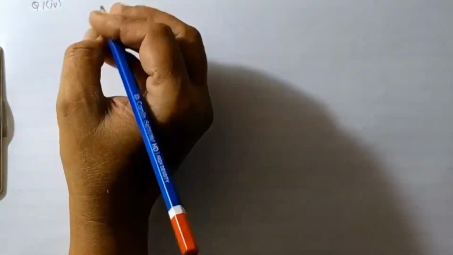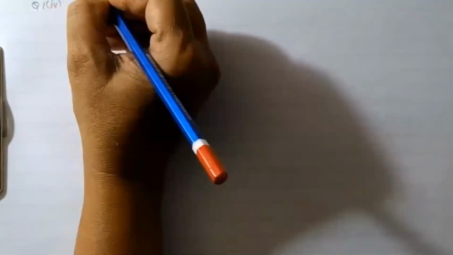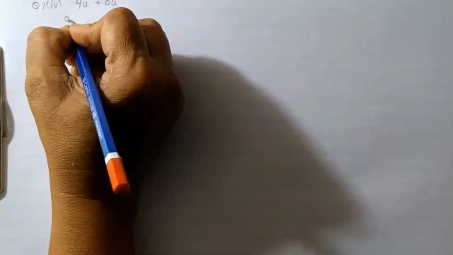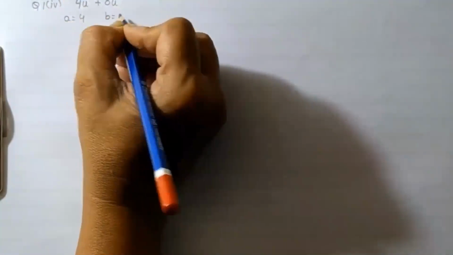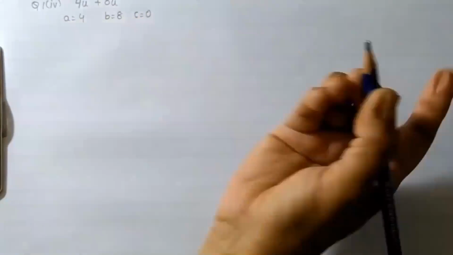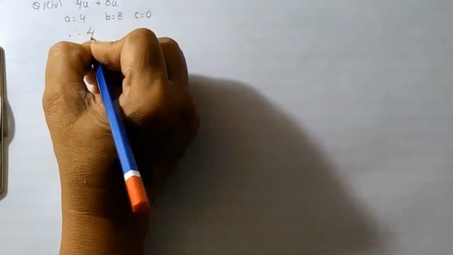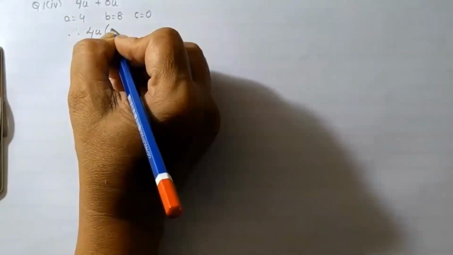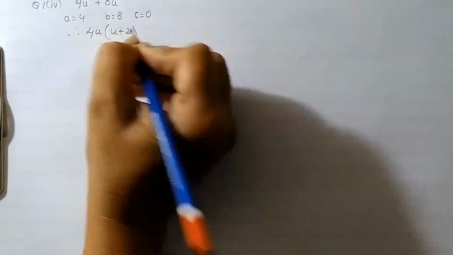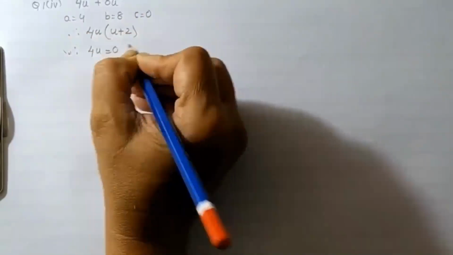Now let's take the fourth sum. The fourth sum is slightly easy. Let us see, write down the sum: 4u square plus 8u. Now we don't have a constant here. We don't have C. A is equal to 4, B is equal to 8, and C is equal to 0. So that will be 4u into u plus 2. Those will be the factors.